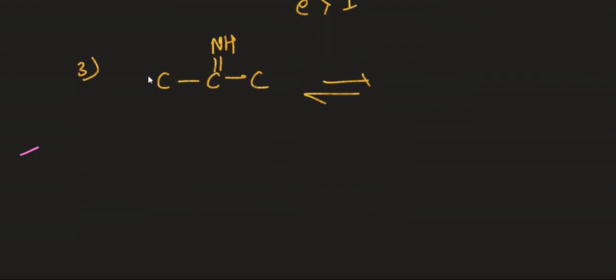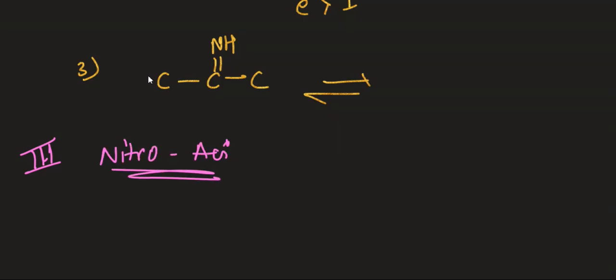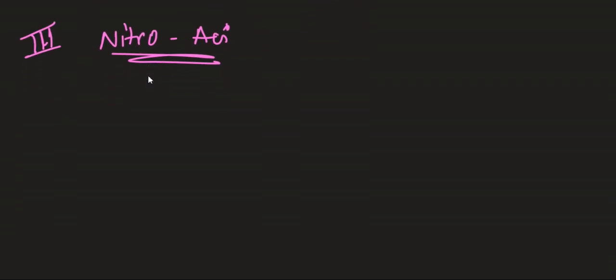Let us go with the next one, the third category. What is the third category here? The third category is nothing but nitro and aci-nitro tautomerism. Clear till here? So let us try to understand it. In the first case, what we learned is that C double bond O was getting converted to double bond C-OH.